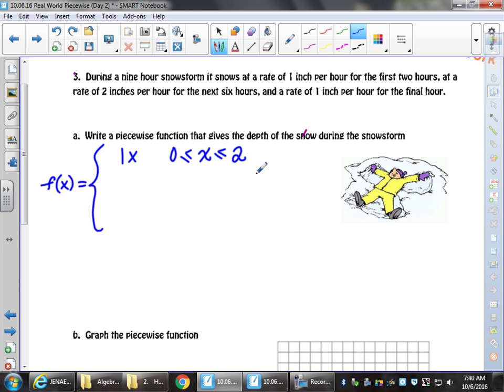Okay. So we have used this first piece, a rate of 1 inch per hour. That's where we got 1x from. For the first 2 hours, that's where between 0 and 2 came from. Next piece, 2 inches per hour for the next 6 hours. Adesola.